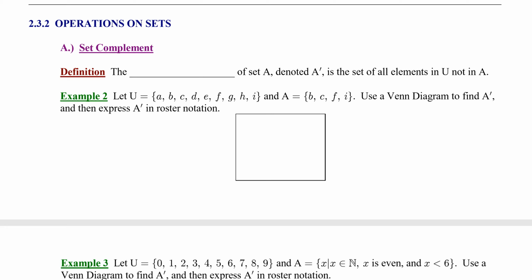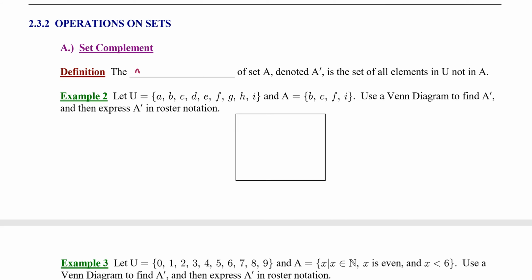In the same way that we can do operations on real numbers, we can also do operations on sets, and that's what we'll study in section 2.3.2. In this section, we will learn about set complement, intersection, and union. These are operations specific to sets. Let's begin with the set complement.